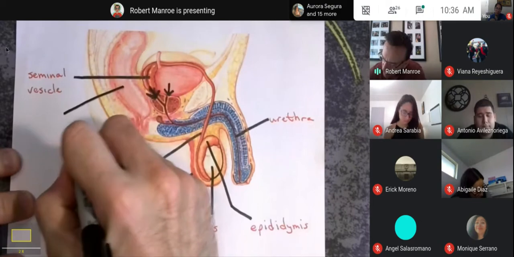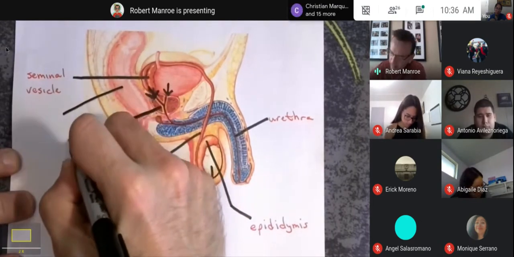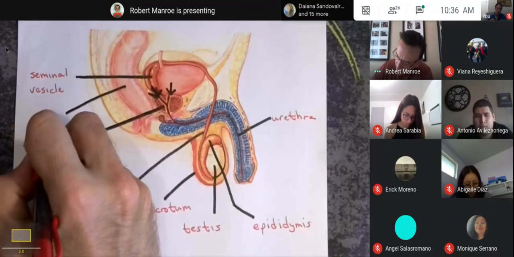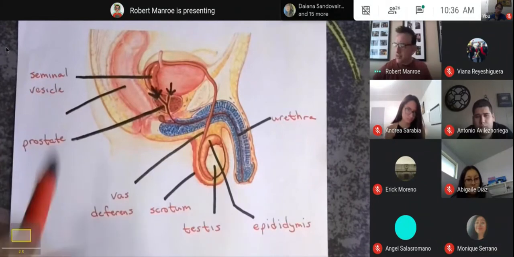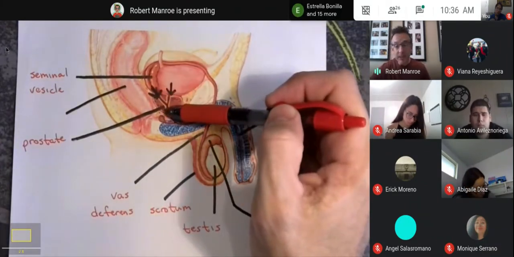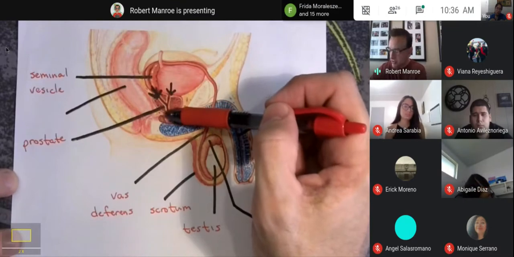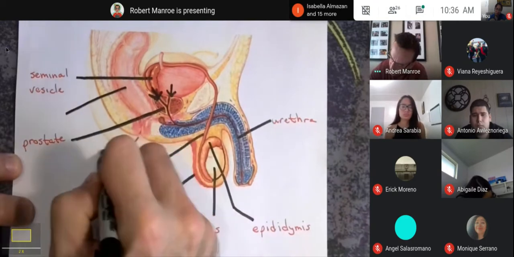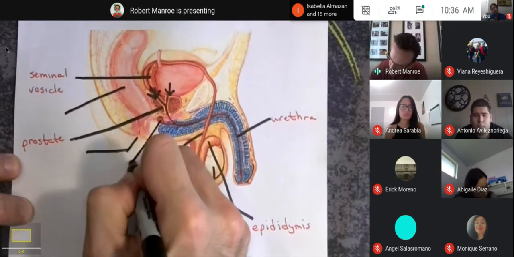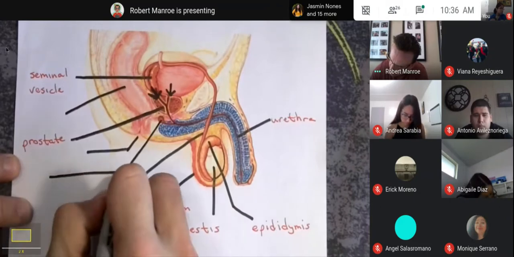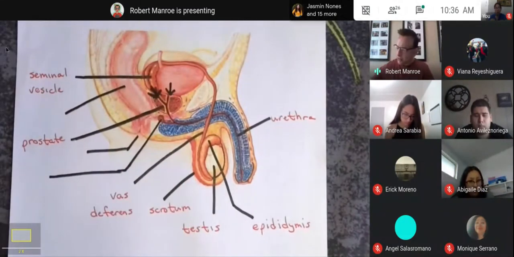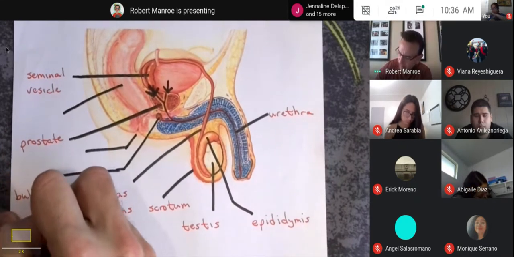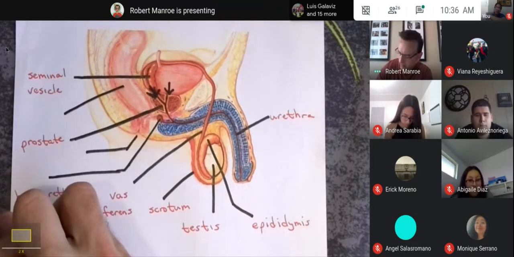So then this organ that we're talking about here, this gland actually, that is the prostate. Now this fluid would be considered semen. As the semen then flows through the urethra, you have another contribution to the semen here, and that's the bulbourethral gland. I should label that one later too.